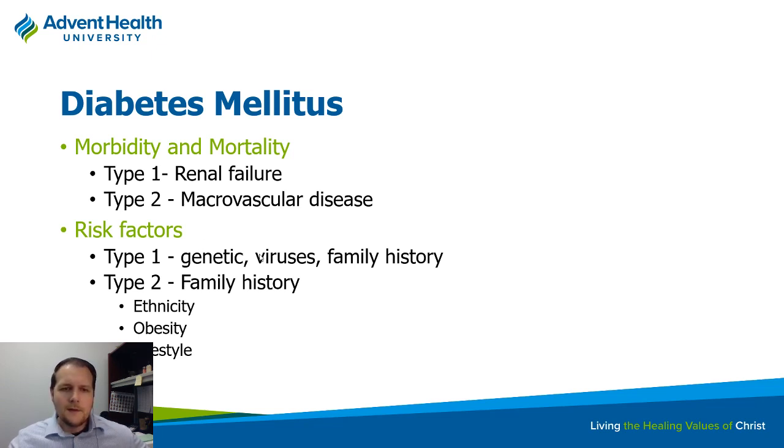In terms of risk factors, type 1 tends to be more genetically related. Maybe there are some viral causes here. Type 2 is much more based on lifestyle and obesity. Ethnicity can be a factor here. Certainly there is some genetics, but lifestyle plays a really big role in patients developing type 2 diabetes.